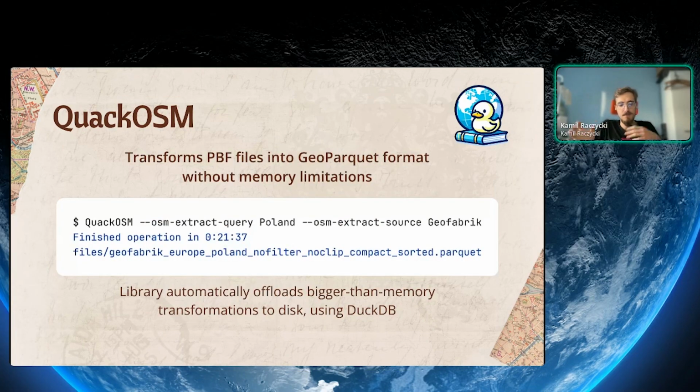What it does is basically transform PBF files into GeoParquet format without memory limitations. DuckDB allows you to offload some bigger than memory transformations to disk. So if you don't have enough memory to parse a big dataset, then it will use some of your disk space, but will get it done basically. And you can run it in the CLI, QuackOSM, then I use a query to get Poland, and in 20-some minutes I get parsed data for the whole country, everything that is available in OSM for the country of Poland.